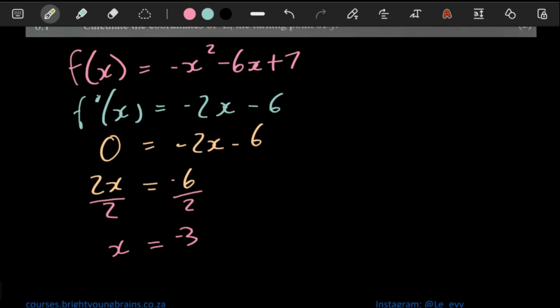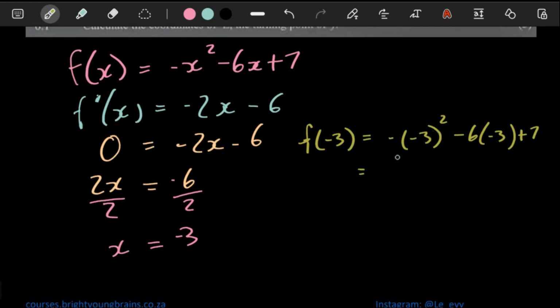So to get the y value of the turning point, all you do is in the equation of f, you're going to throw -3 there, and then this is -3 squared, -3 plus 7. This is 9, so it's -9 here, plus 18 plus 7.